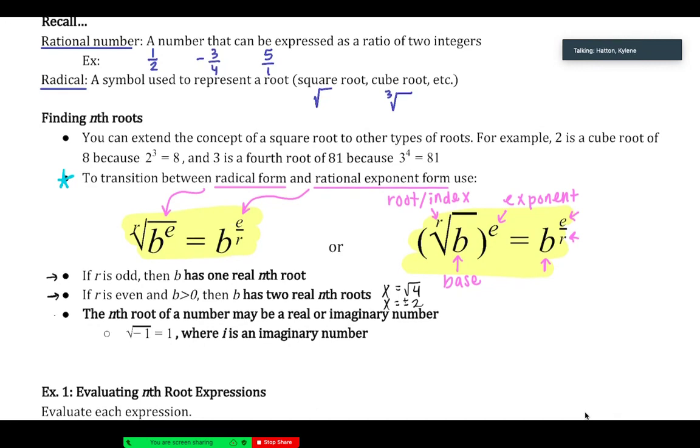And then the last one, the nth root of a number may be a real or imaginary number. And this is a little typo right here, and I have to write it down. But the square root of -1 is equal to something we call i. And i just stands for this imaginary number, and it's defined as the square root of -1. So we won't work with i a whole lot in Algebra 1, but you will get into it a lot more once you get to Algebra 2.